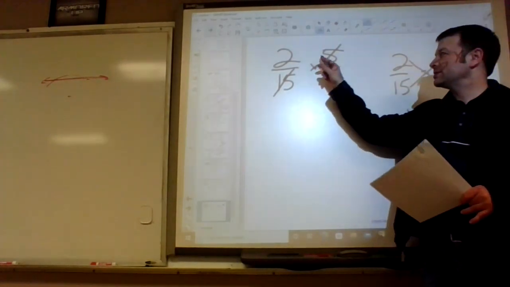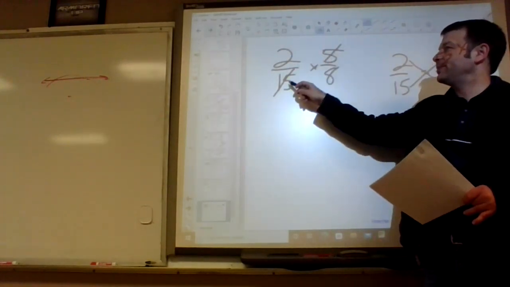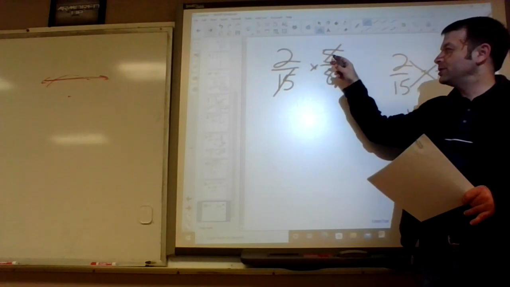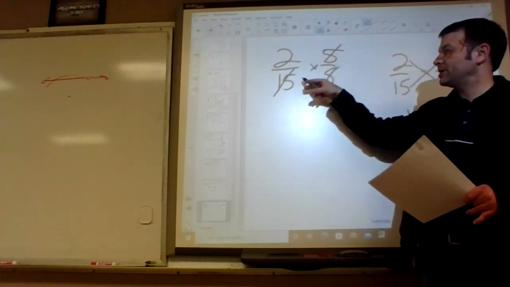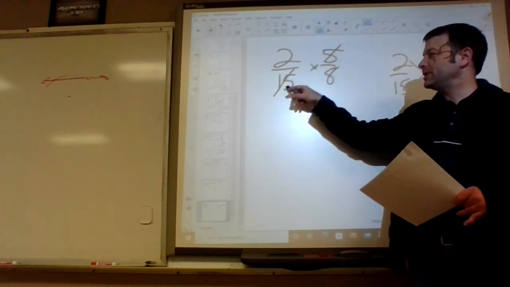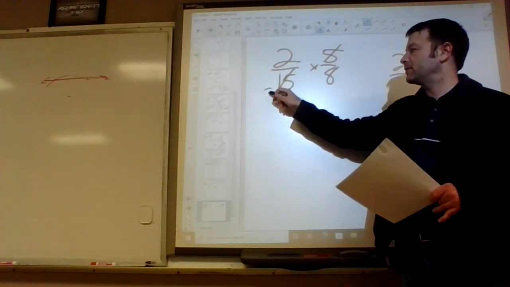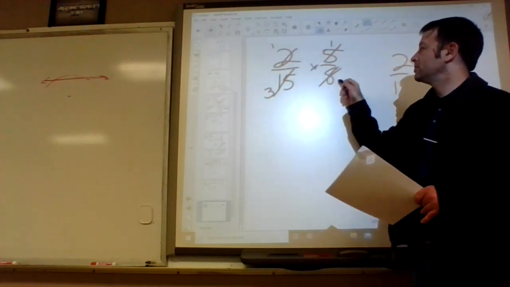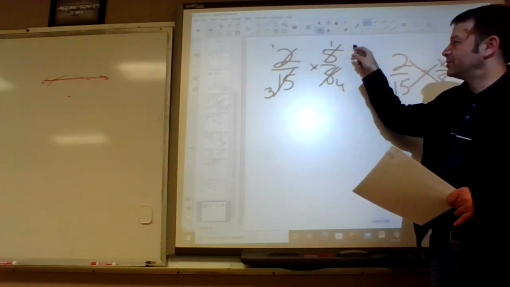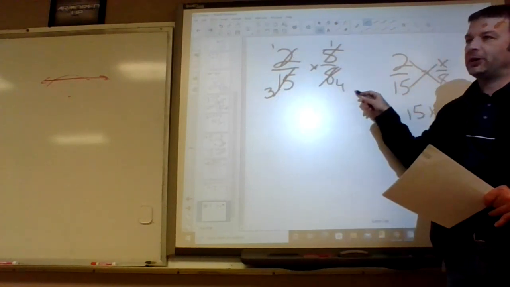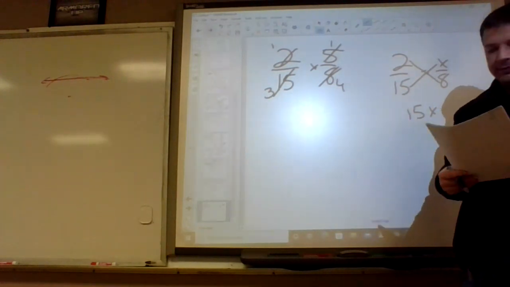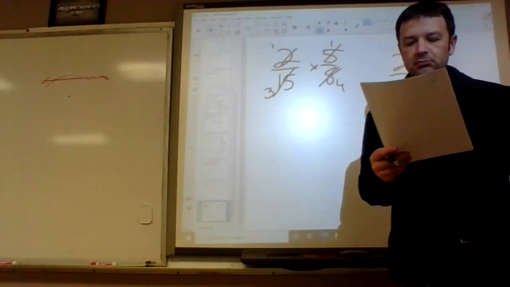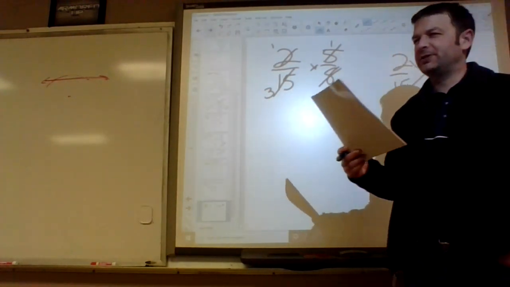This is, you do top times top and bottom times bottom. But before you do top times top and bottom times bottom, you can reduce. 15 and 5 are both divisible by 5, 3 and 1. 2 and 8 are both divisible by 2. Top times top, bottom times bottom, 1 over 12. I got the same answer, but I accidentally multiplied it.